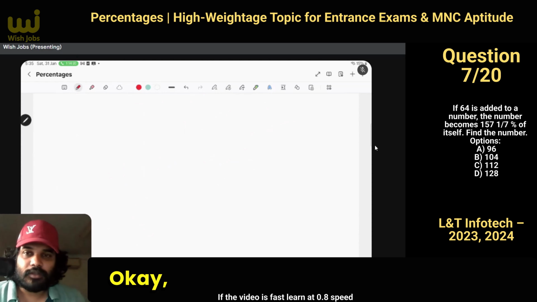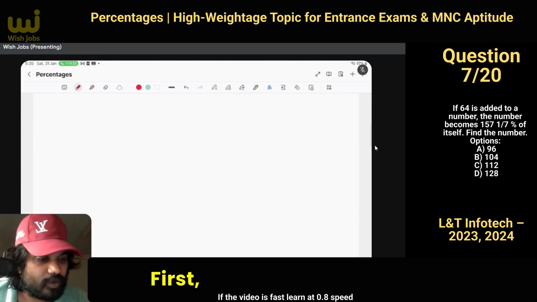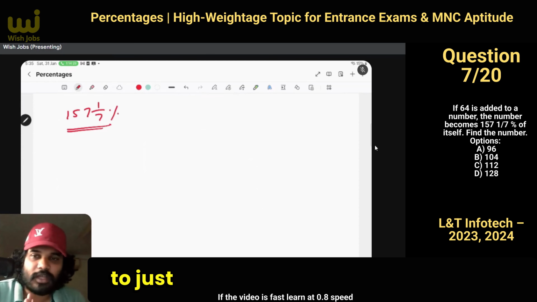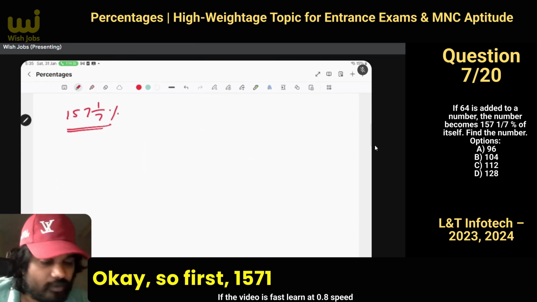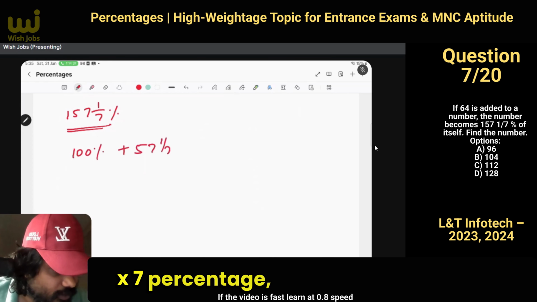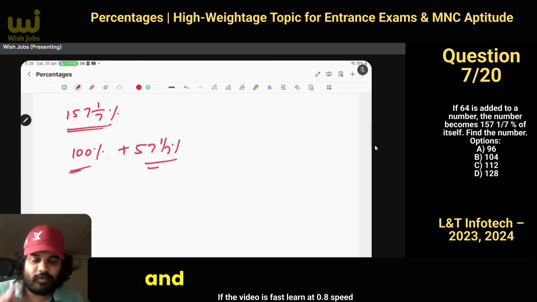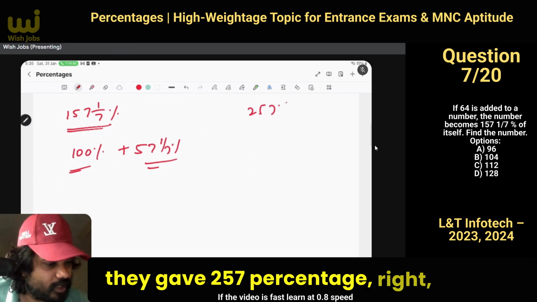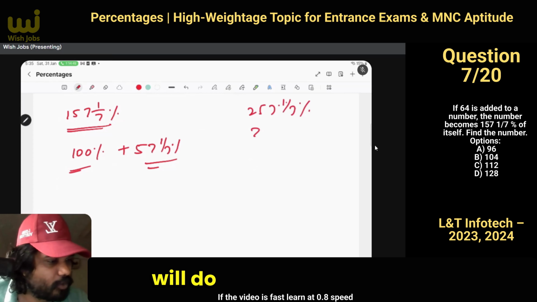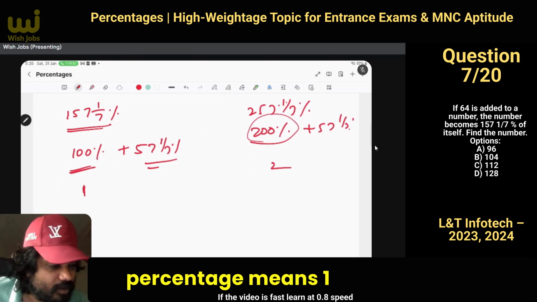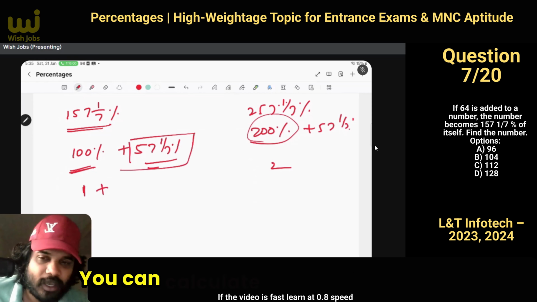Okay. So first, try to understand. First, we are converting 157 1 by 7 percentage. First, the basic thing: any percentage you have, you need to just convert it into a fraction. So 157 1 by 7 percentage is 100 percentage plus 57 1 by 7 percentage. You know why we are dividing it? For easy calculation. If they gave 257 1 by 7 percentage, we would do 200 percentage plus 57 1 by 7 percentage. So 200 percentage will become 2. In a similar manner, 100 percentage means 1. Plus 57 1 by 7 percentage, which you can calculate in the manual way.